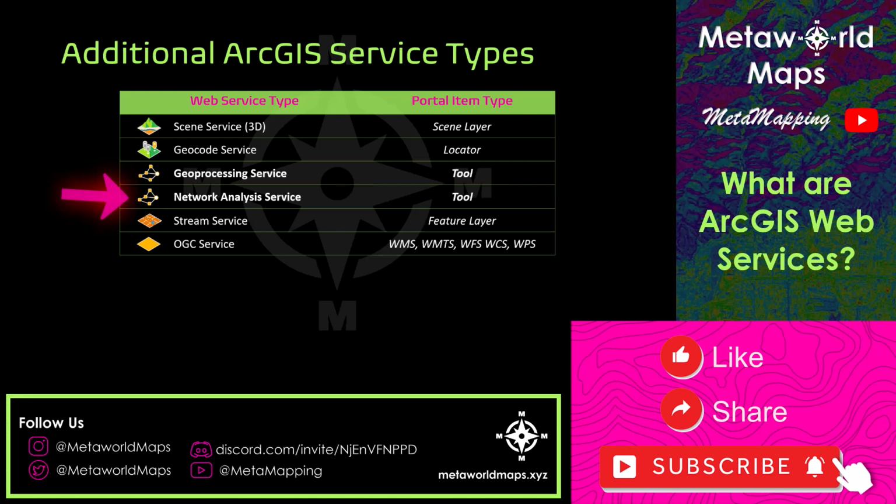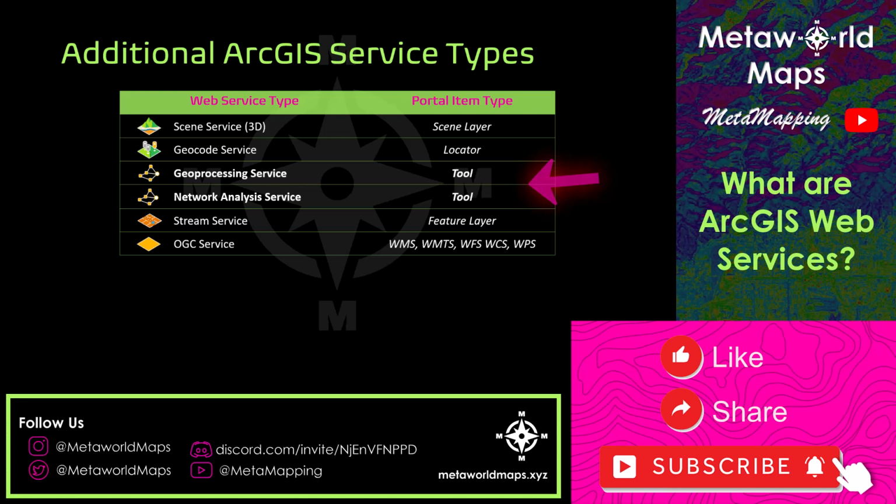The other type of analysis service is a network analysis service. This type of analysis is specific to routing, like finding the best path or getting driving directions. Network analysis services leverage network data sets to be able to calculate that optimal route based on the network topology. Again, the perfect example of a network analysis service is in vehicle routing, so trying to find the optimal route from point A to point B. Now, both the geoprocessing service and network analysis services will be shown in your ArcGIS portal environment as tools.